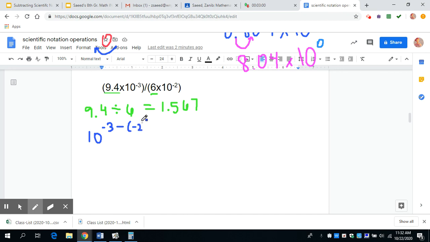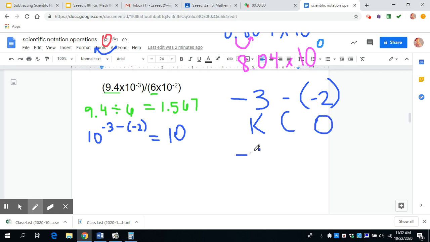Again, a lot of the times you guys should not get this wrong, but you are KCOing, okay? Negative 3 minus a negative 2. You keep, change, opposite. Keep your 3 the same. Change that into a plus sign. The opposite of negative 2 is positive 2. And now you guys know how to solve this using the integer song. Negative 3 plus 2 is different signs. You subtract, take the sign of the higher number, and you get your right answer, okay?